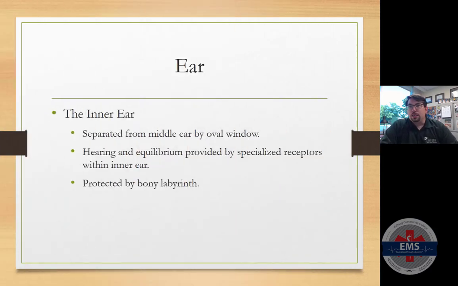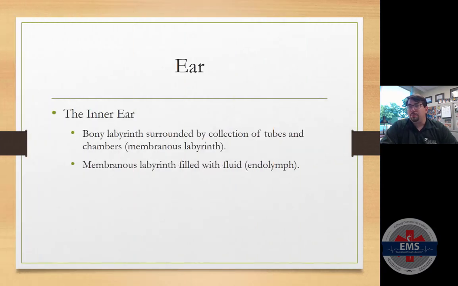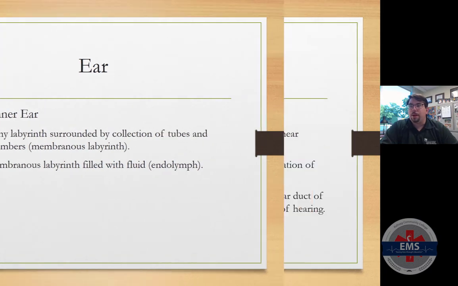Now, the inner ear is separated from the middle ear by what we call the oval window. Hearing and equilibrium are provided by specialized receptors within the inner ear, and it's protected by a bony labyrinth. There's just a ton of structures internally to help protect what we use to hear. Now, the bony labyrinth is surrounded by a collection of tubes and chambers. All these are going to be filled with fluid, and that fluid helps us maintain balance and be able to pick up on a multitude of sounds.